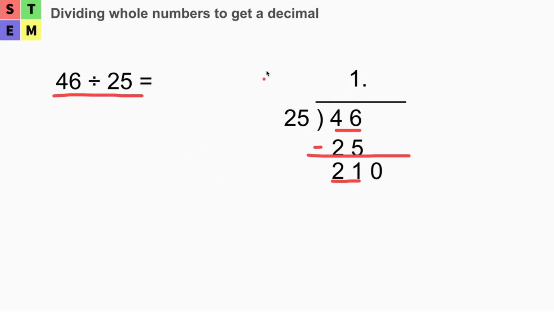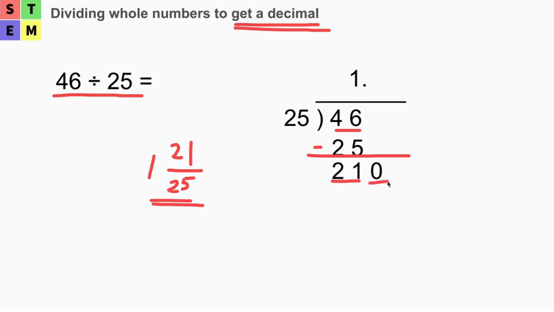If we don't have to get a decimal, then the answer as a mixed number could be 1 and 21 over 25, right? 21 over 25. So that could be one result. But today, as we are trying to get a decimal, we are going to continue our calculation.